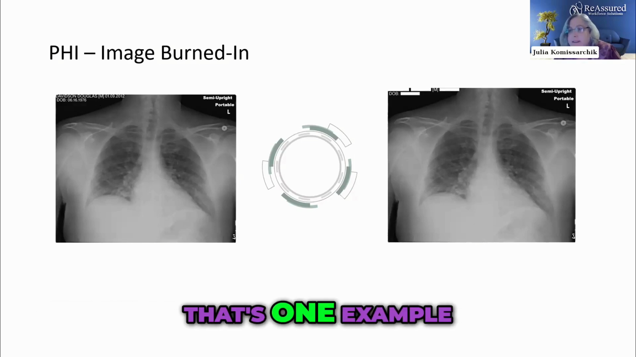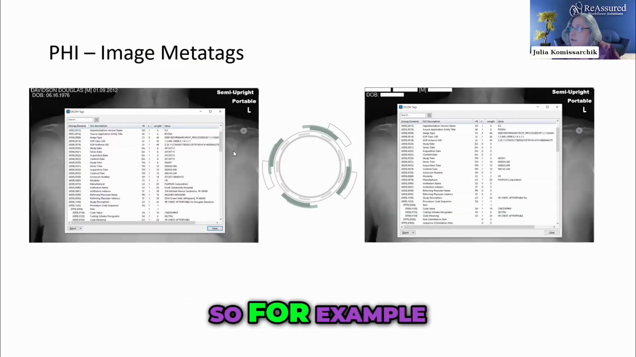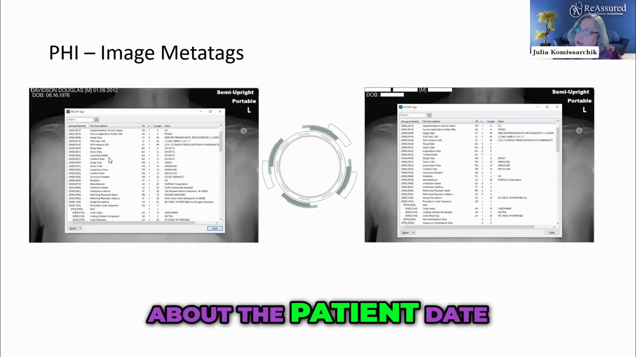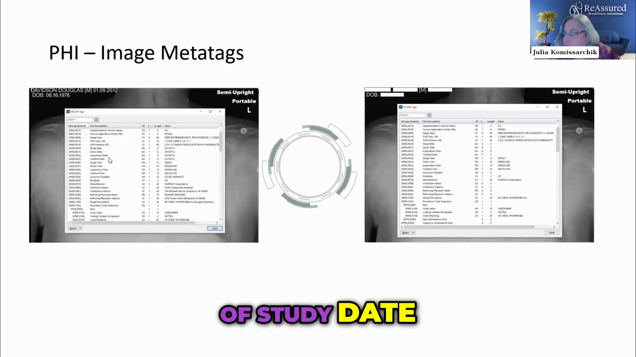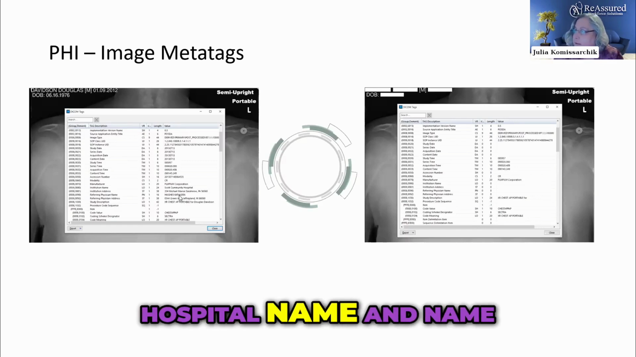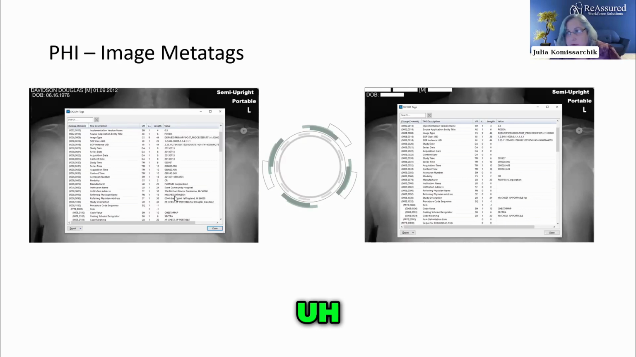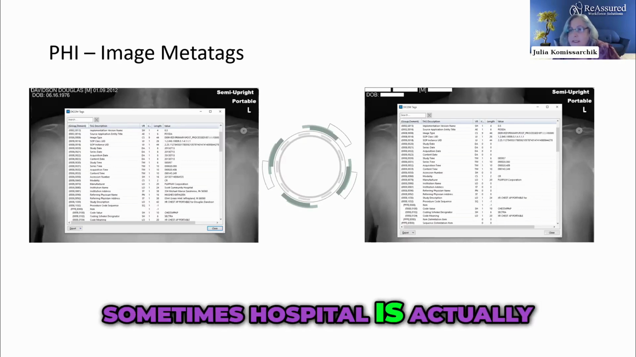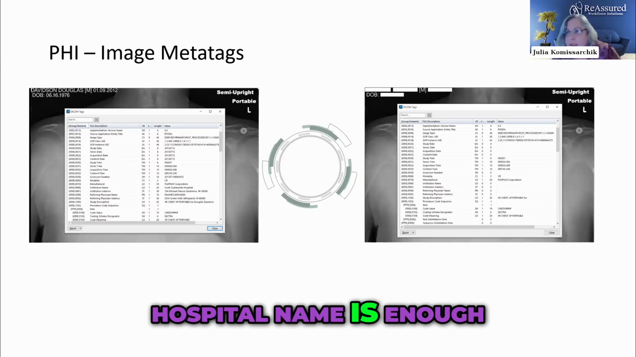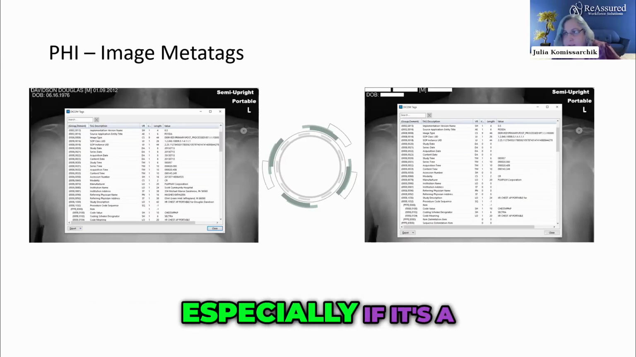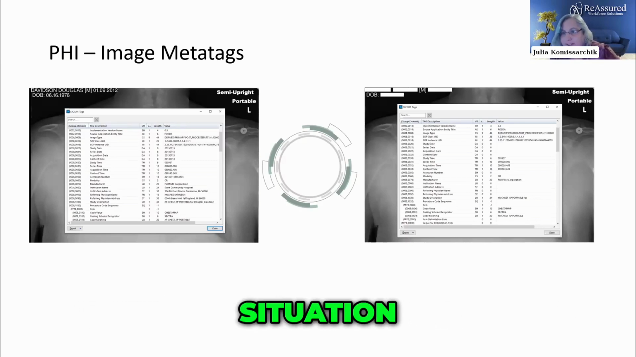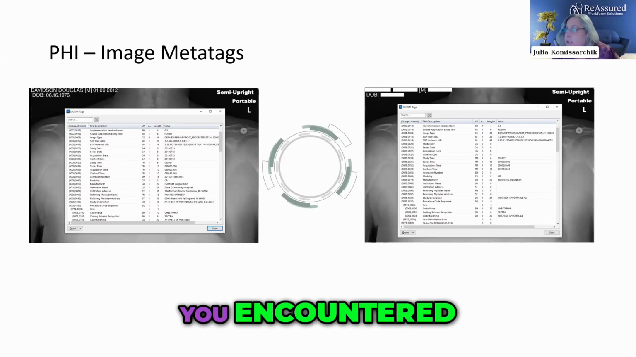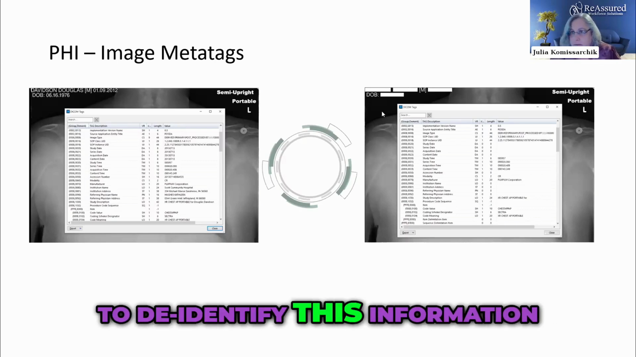So that's one example. Another example is meta tags, or could be any tag. For example, here we have information about the patient, study date, acquisition date, content date, etc. But also we have hospital name and name of the referring physician. And going back to what we discussed before, sometimes the hospital name is enough to identify a particular patient, especially if it's a rare disease or unusual situation, like Nikki, you encountered. So it's very important to de-identify this information.